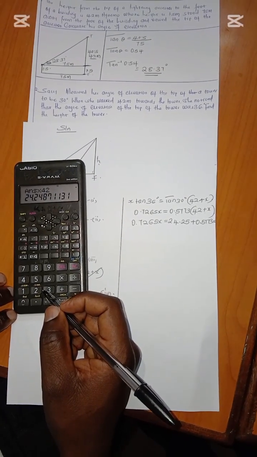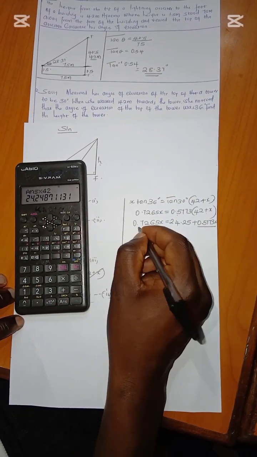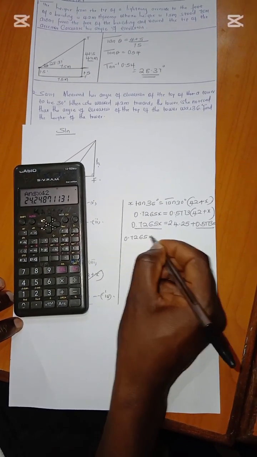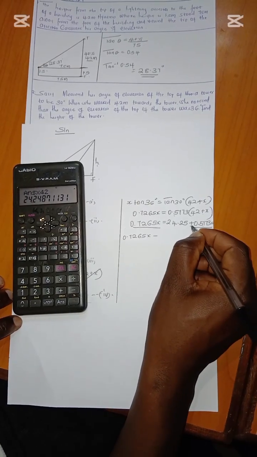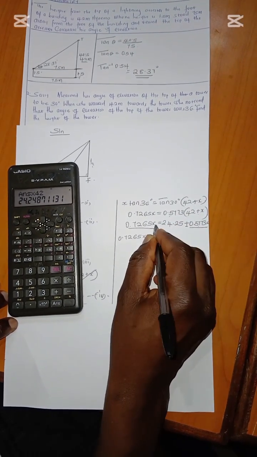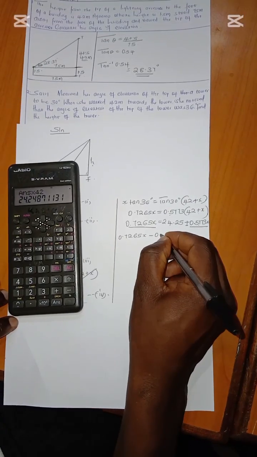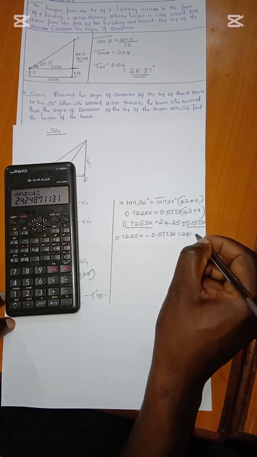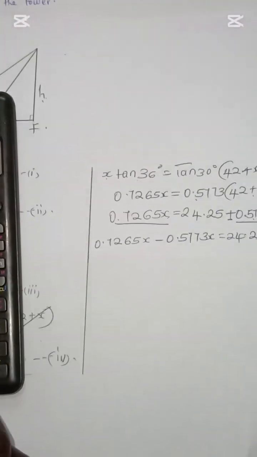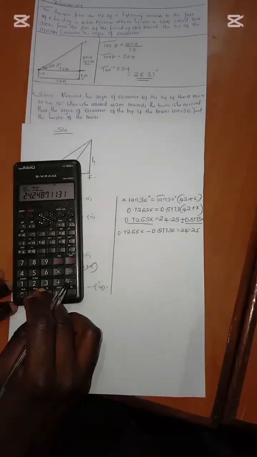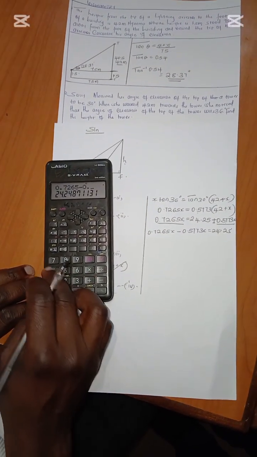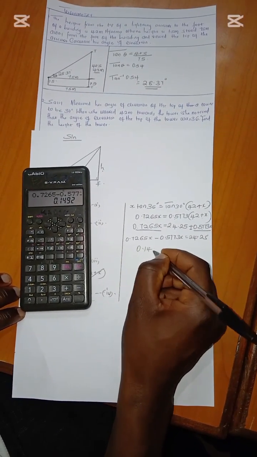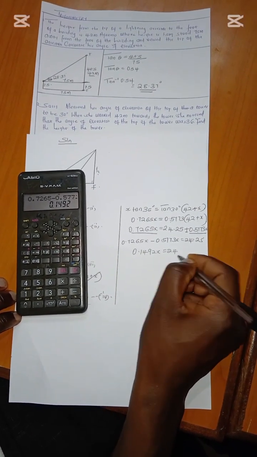Then put the like terms together. This is x, this is x. So what do we have? We are going to have 0.7265x minus 0.5773x, because it crosses. Remember, this is addition; when it crosses this sign to this side, it will be subtraction. So 0.5773x equals 24.25. Now let us get the difference. 0.7265 minus 0.5773 is giving us 0.1492x equals 24.25.